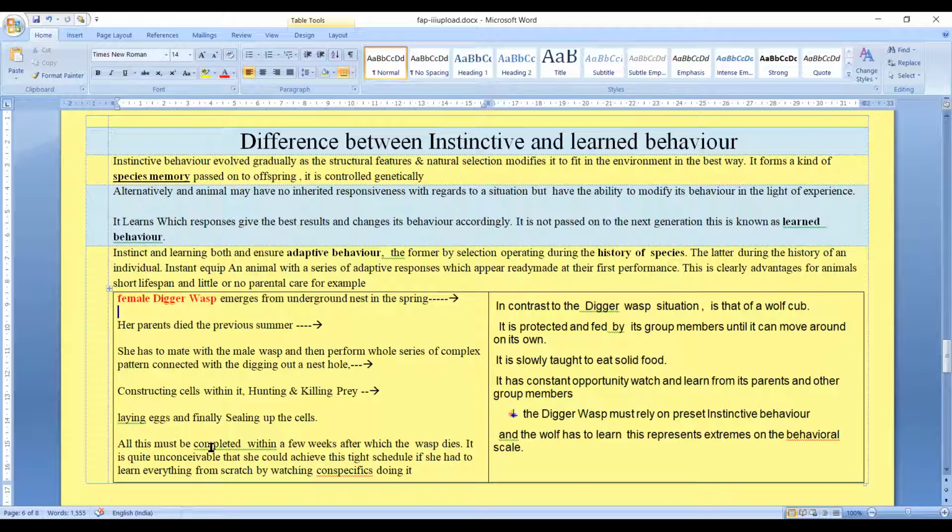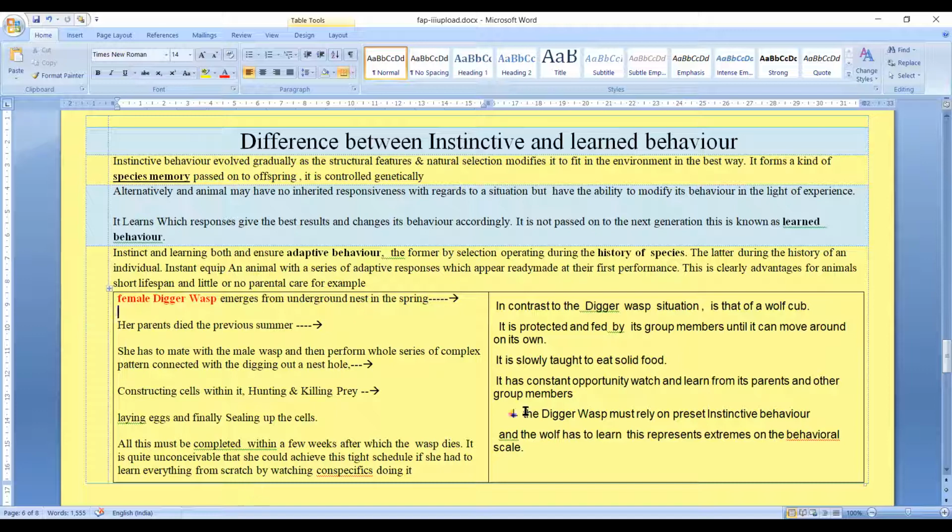All this must be completed within a few weeks, after which the wasp dies. It is quite inconceivable that she could achieve this tight schedule if she had to learn everything from scratch by watching conspecifics doing it. So this is an example of the female digger wasp.